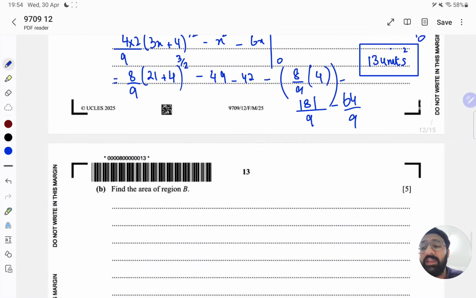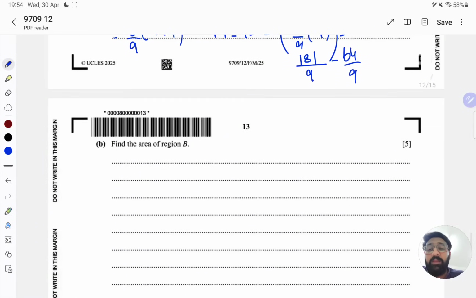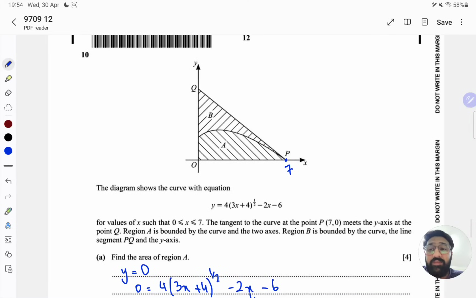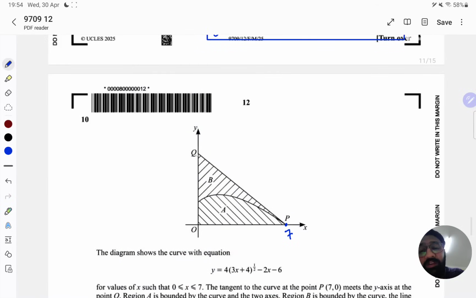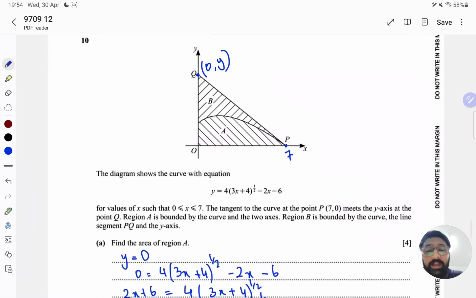Now we need to find out the area of the region B. So for finding out the area for region B, we have to find the area of the complete triangle, and by finding the area of the complete triangle, we have to subtract the area of the region A that we just found out to be 13. So for finding out the area of the triangle, we need to find out the coordinates for Q. The x coordinate for Q is already known, and we just need to find out the y coordinate for Q. So how can we do that?